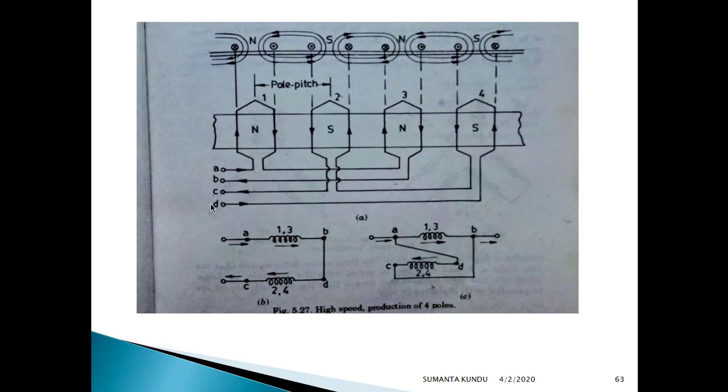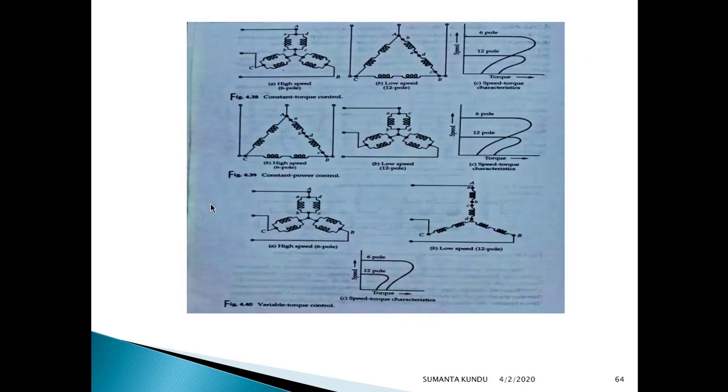Now we have shown this for a single phase, and this logic we can apply for all 3 phases for production of 8 pole and 6 pole. So the same logic is implemented here. So this is high speed 6 pole and this is low speed, and this is the variation of torque-speed characteristics. So you can see the speed changing is not continuous, it is discrete in steps, for 6 pole here, for 12 pole here.